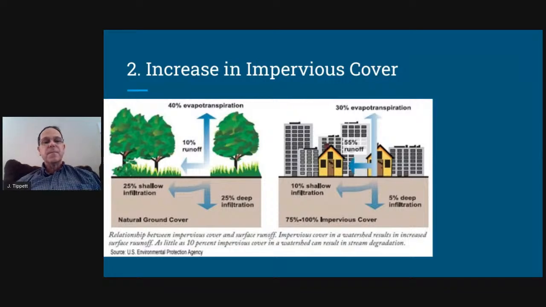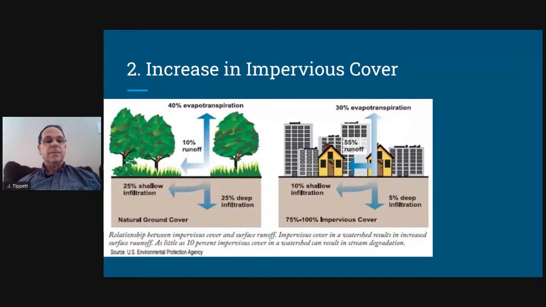Number two, increasing impervious cover. So let me explain what impervious means. Impervious means something that doesn't let water go through. An impervious cover would be something like a roadway, a sidewalk, or rooftop, right? All of those things are impervious to water. Water can't percolate through them.